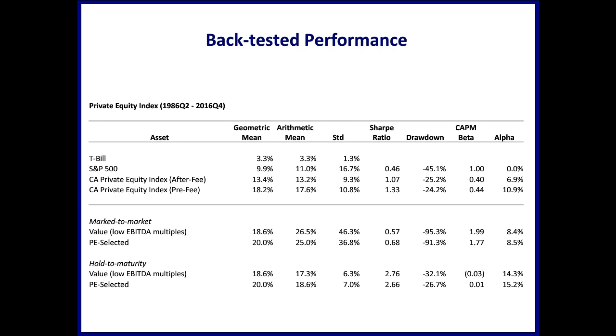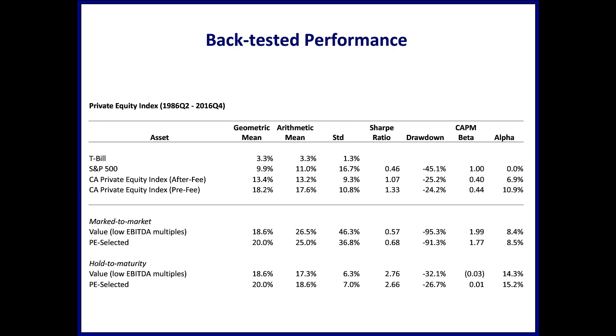The reported returns have annualized volatility of about 10% a year, whereas the S&P 500 has volatility of about 17% a year. The drawdown, as we saw earlier, is about 25% in 2008. And if you were to estimate the CAPM beta of private equity, you'd find an estimate in the ballpark of 0.4.